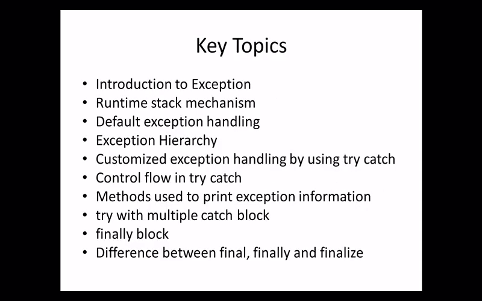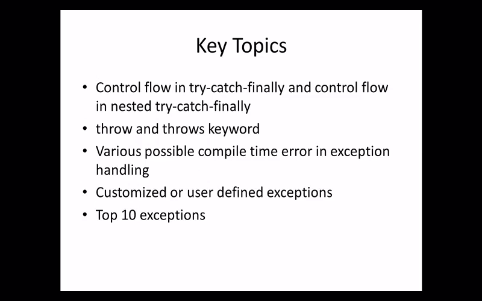Now, the key topics of this exception handling chapter are: introduction to exception, what is runtime stack mechanism, default exception handling, exception hierarchy, how we can handle exceptions using try catch block, what is the control flow of try catch block, then methods which are used to print exception information, try with multiple catch blocks, finally block, difference between final, finally, finalize, control flow in try catch finally, and control flow in nested try catch finally, throw and throws keyword, various possible compile time errors in exception handling, customized or user defined exceptions, and top 10 exceptions that normally arise during our programming practice.